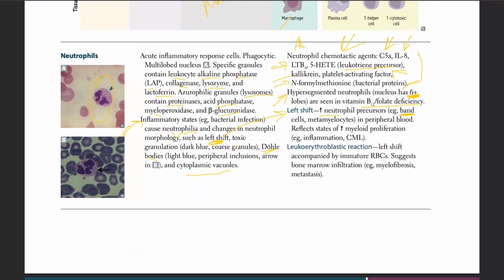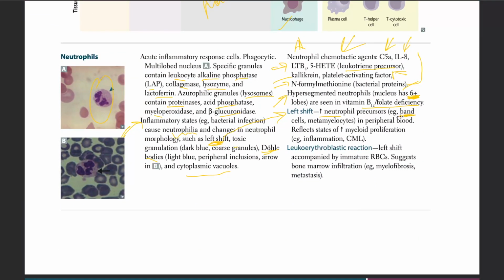So what do we have in the left shift? We have a lot of bands and a lot of metamyelocytes. In peripheral blood, they just come into the blood because the body's making so many of them. It's like, throw them out, man. It's really hard to mature them here. Okay, so they throw it out in the periphery.